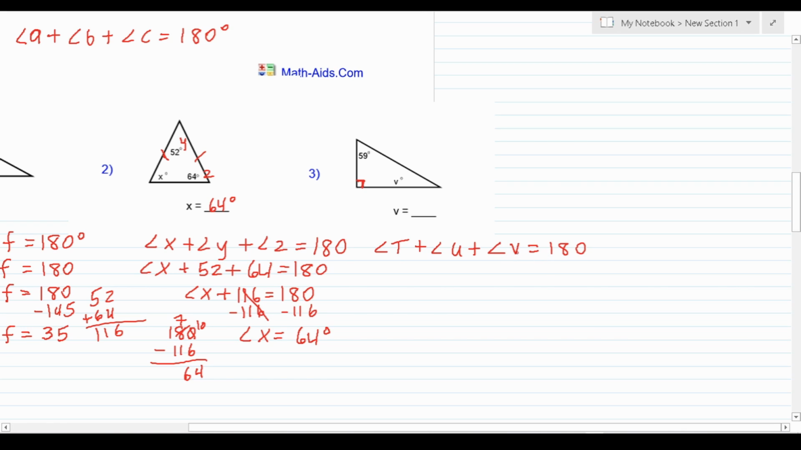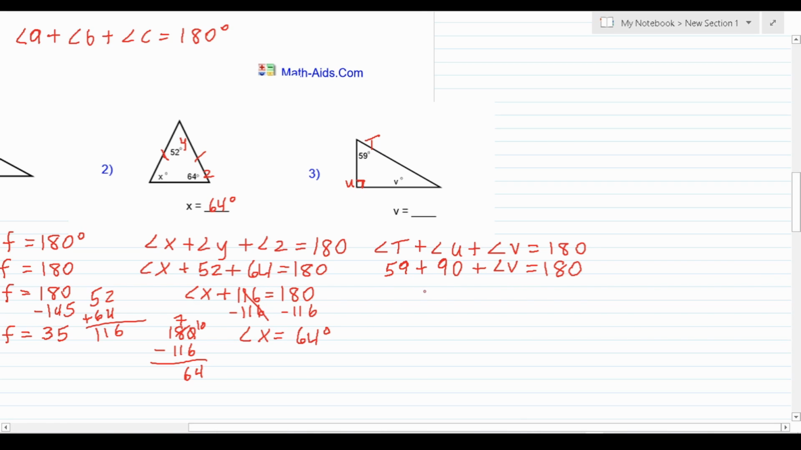All right, and let's just go ahead and call this T right here, U there, and angle V there. Angle T, as we can see, is 59 degrees. As I mentioned, this symbol right here indicates that that is a right angle. So we know angle U is going to be 90 degrees. We're trying to solve for angle V, the measure of angle V. So we know that this is all going to equal 180 degrees.